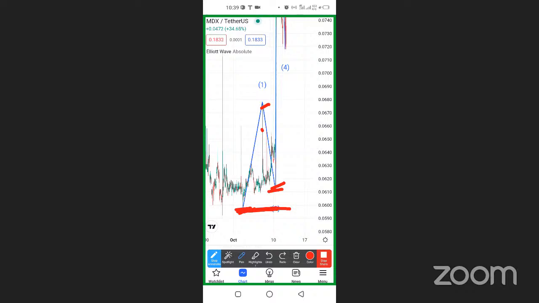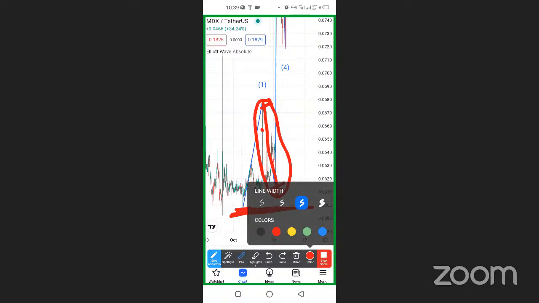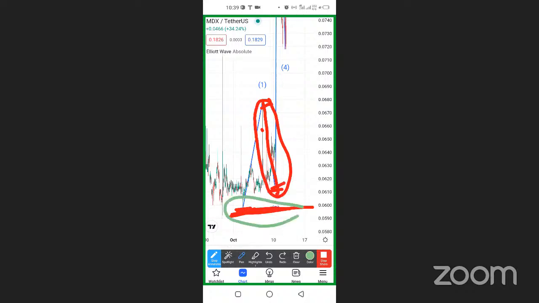Rule number 1, wave 2 cannot retrace. This wave cannot come back to this point here. This wave, this one, can never come back 100%. Let me change the color to this one. That is rule number 1.